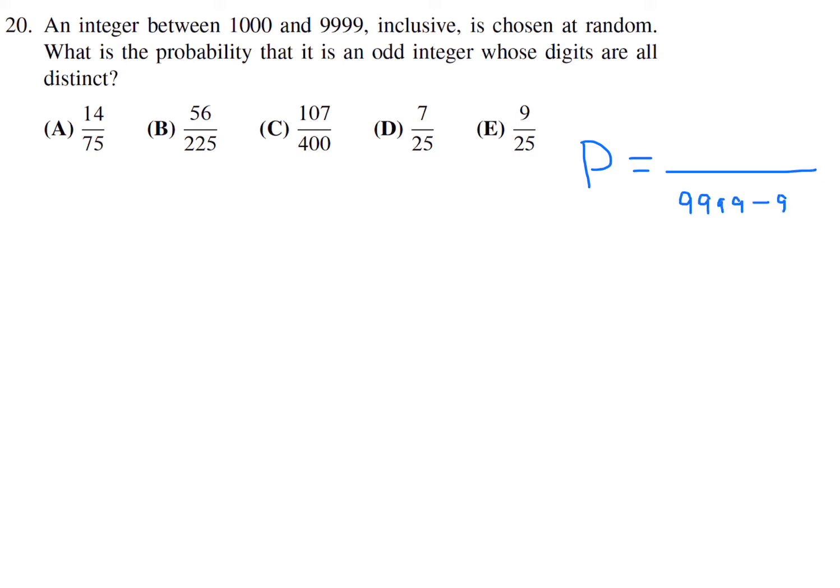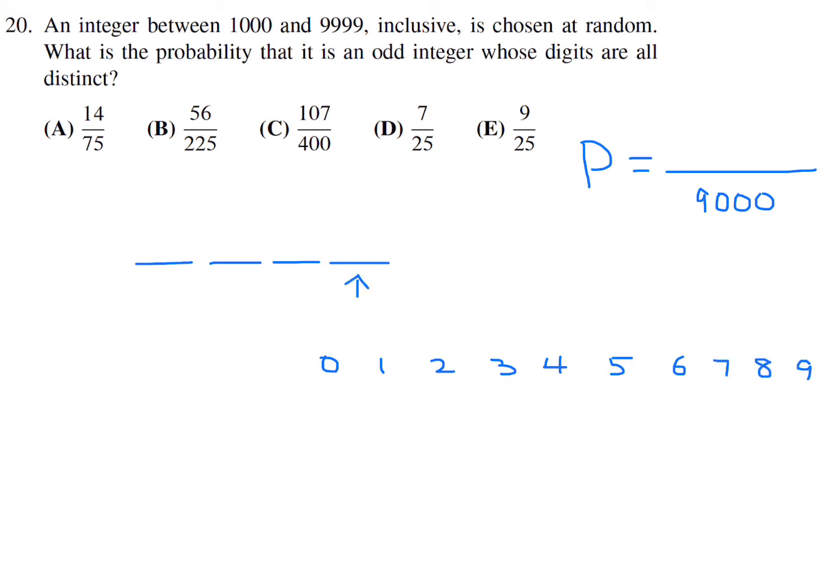9999 minus 999, and that is 9,000. So 9,000 goes into my denominator. Now the numerator is my specific condition that I've got to create this 4-digit number, and it's odd, and all digits are distinct. Okay, well, the digits, I'll write them all out. It'll help me a little bit.